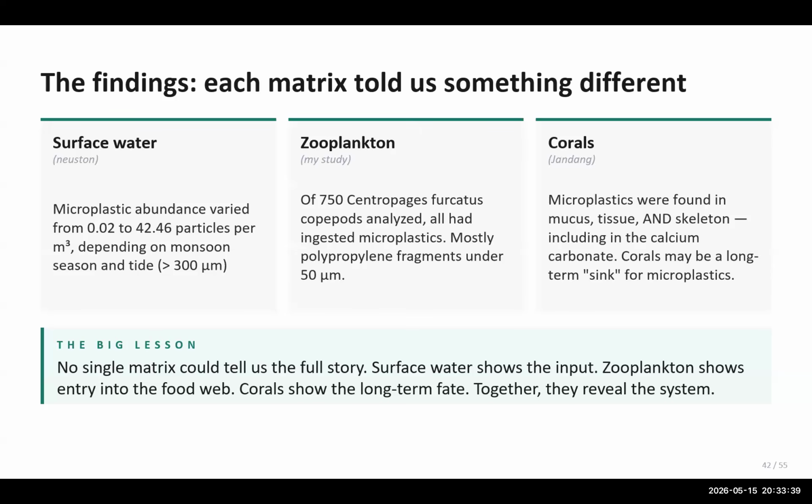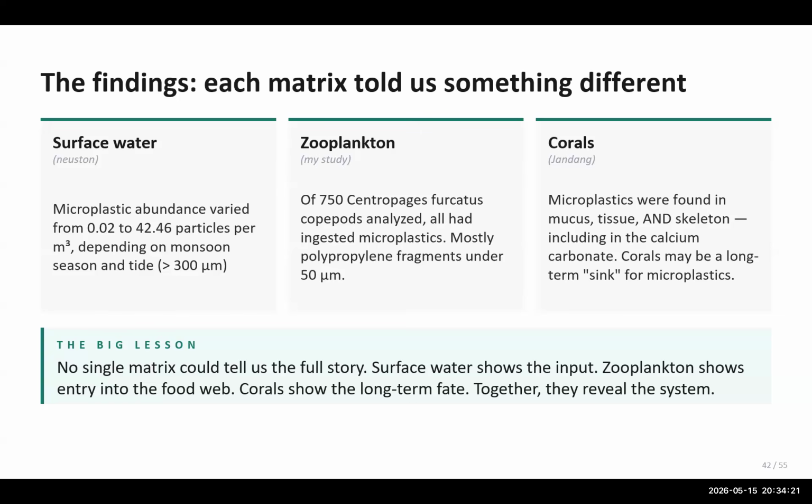In the case of the zooplankton, this is the study I lead. We analyzed 750 individuals of one copepod, and we found microplastics consistently inside all of the copepods. Very small particles, in this case around 50 microns. Compared to the ones we get at the surface using nets, where we find particles from 300 micrometers or larger, the ones in the copepods are much smaller.